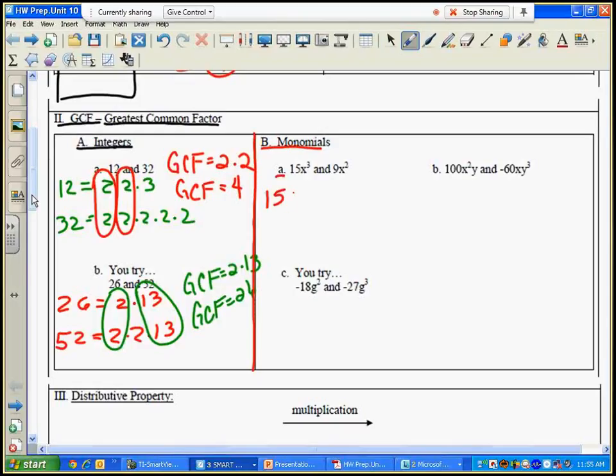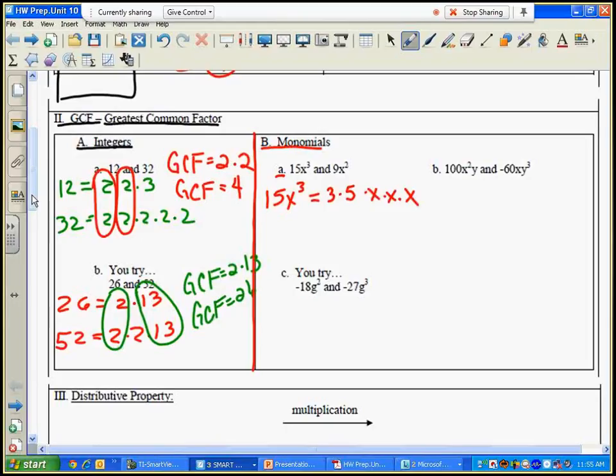And I've got 15x to the third. All right, well, 15 is 3 times 5. Those are both prime numbers. Well, what do we do about that x to the third? Well, if we break down x into its prime components, it's just x times x times x.